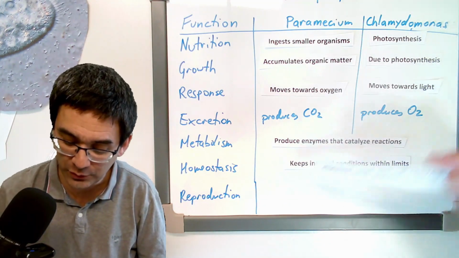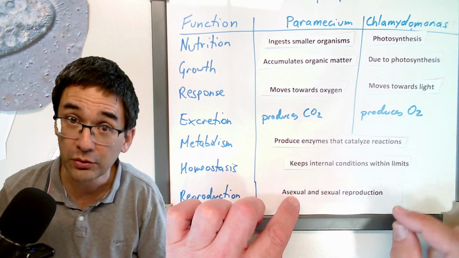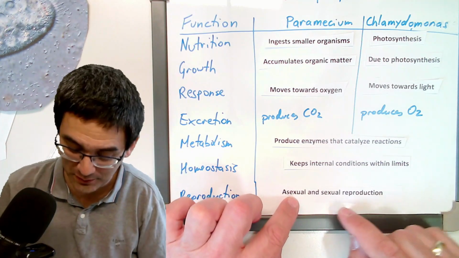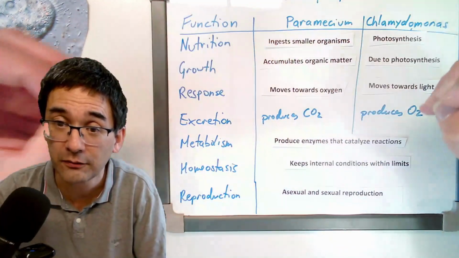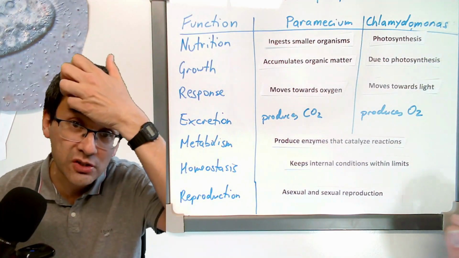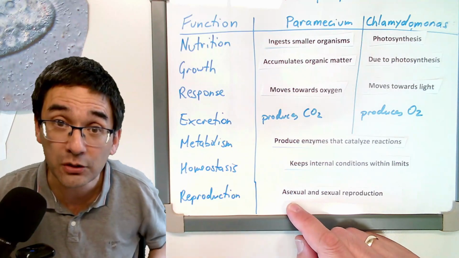And how do they reproduce? Well, they're able to reproduce in a way that we humans are not able to reproduce. Paramecium and Chlamydomonas are able to divide. Then you have two, okay? So that is called asexual reproduction by mitosis.